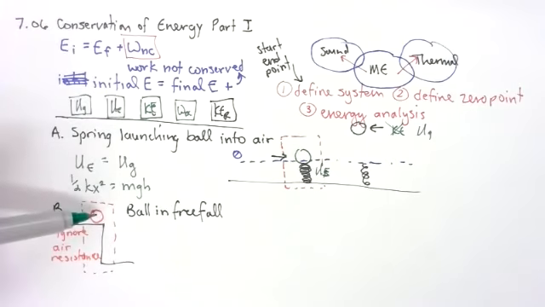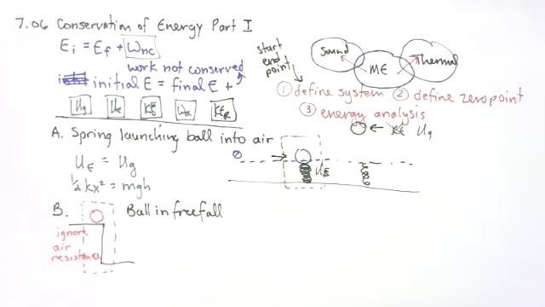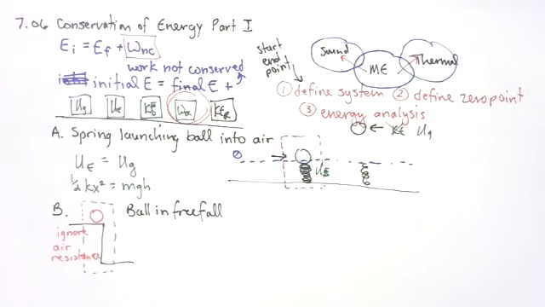I'm ignoring air resistance. So once I go into free fall, the only force vector I'm going to have is the weight of gravity, and that's included in the system. So I don't have to worry about any non-conservative work. And I forgot to mention that in the last example. The reason we're defining that system is we're trying to figure out if we've got any work not conserved. So for the first scenario, no. And for the second scenario, no.